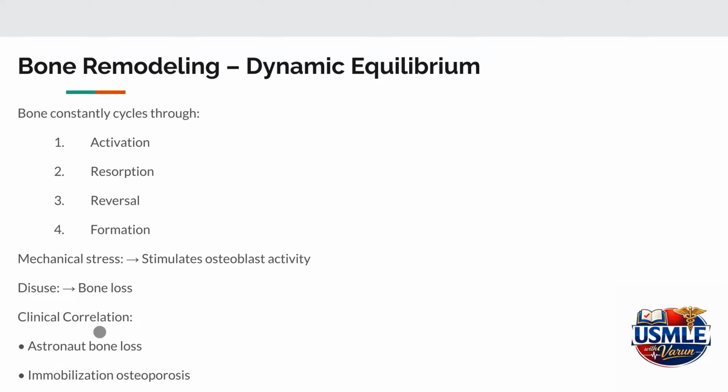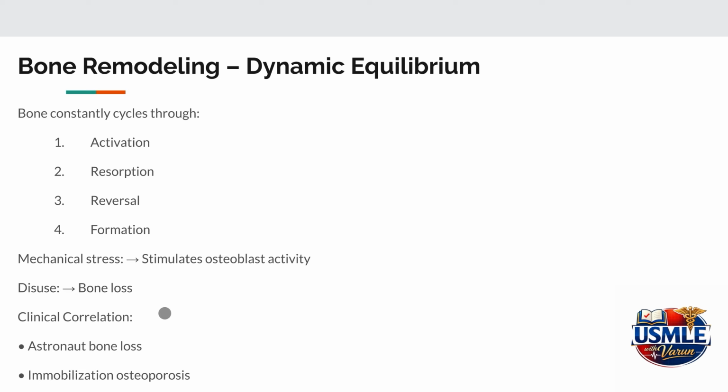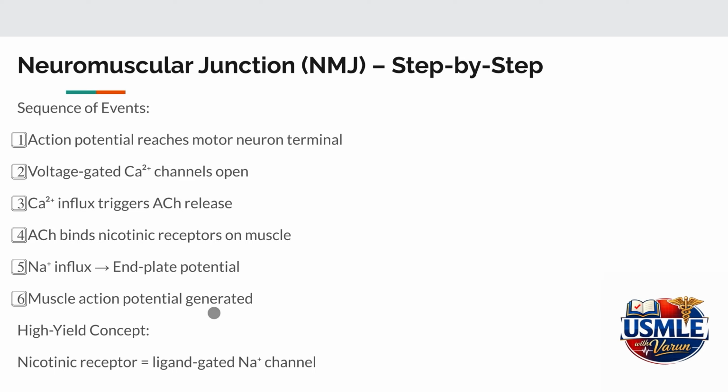Clinical correlation can be understood where an astronaut who has gone into space will go through bone loss because of reduced mechanical stress, because there's no gravity when they go to space. So as a result, there is reduced mechanical stress, and whenever there's reduced mechanical stress or disuse, it leads to bone loss.